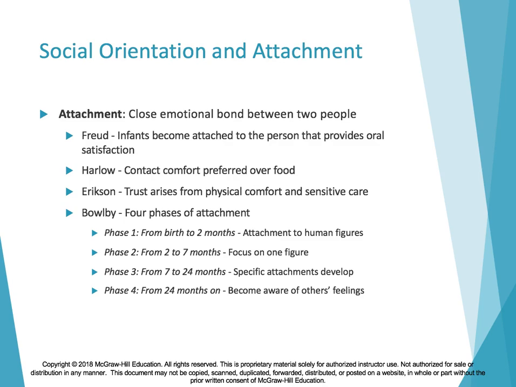And Bowlby said there are 4 phases of attachment. Phase 1 is from birth to 2 months, and that's attachment to human figures. Phase 2 is from 2 to 7 months, it's focused on one figure. Phase 3, from 7 to 24 months, is when specific attachments develop. And then phase 4, from 24 months on, they become aware of others' feelings.